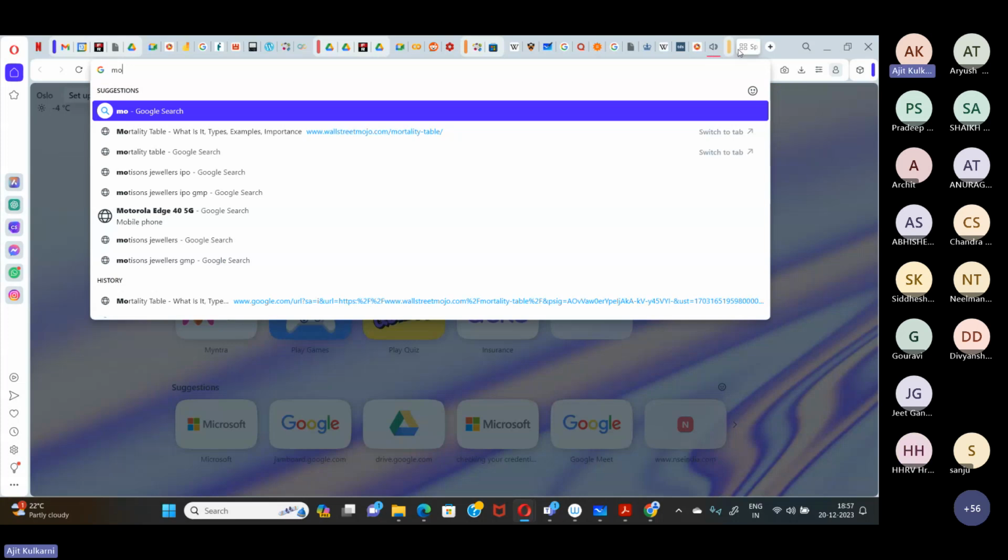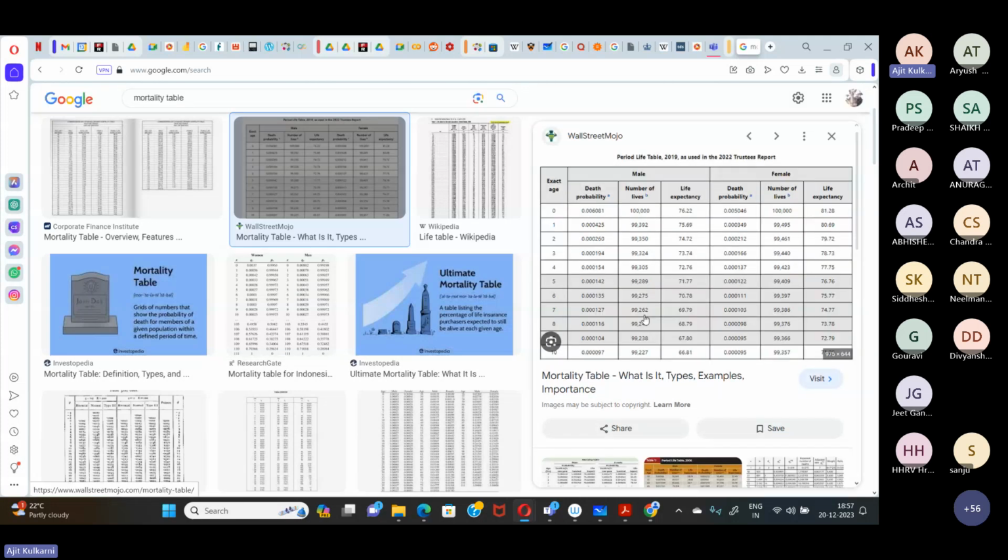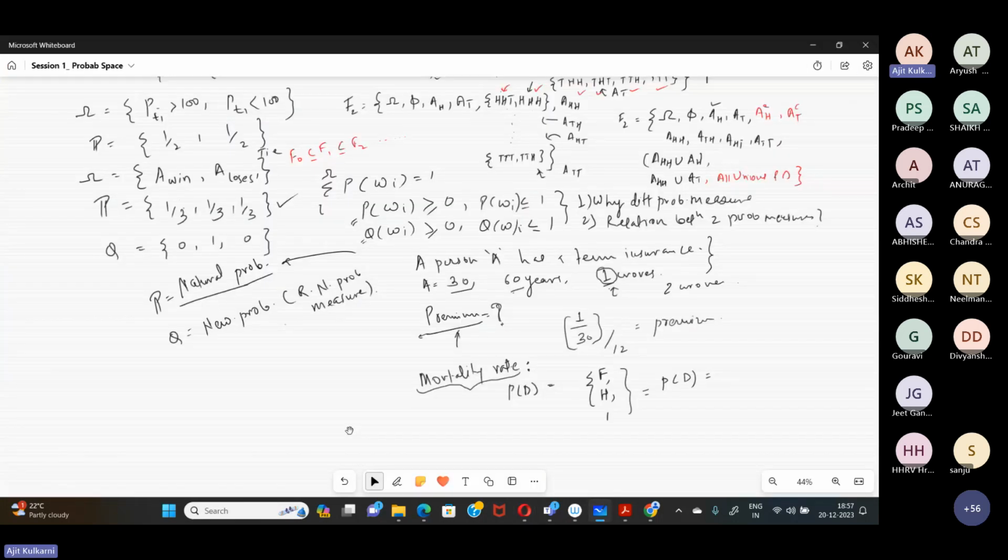So this is a sample table. What they have done is they have calculated the probability of death at each age. They say that your probability of death at the age of 30 is 0.0089. At 31 it is 0.0091. Okay, and it keeps increasing. Now can you tell me how can you use this information?